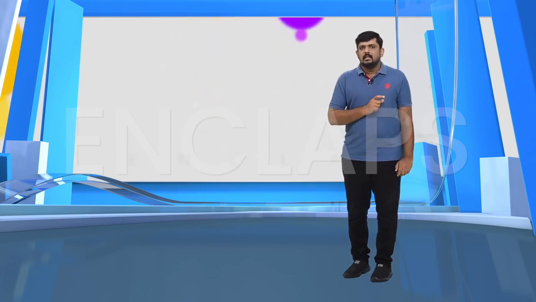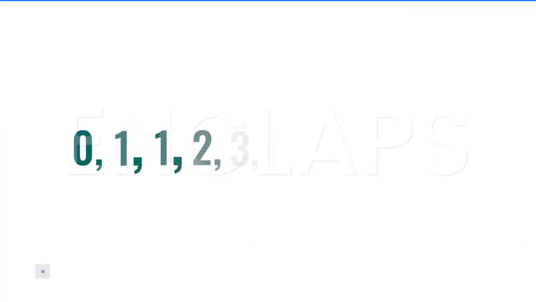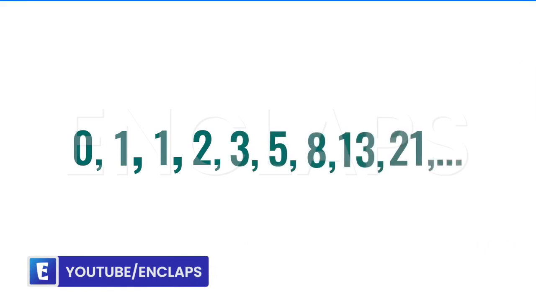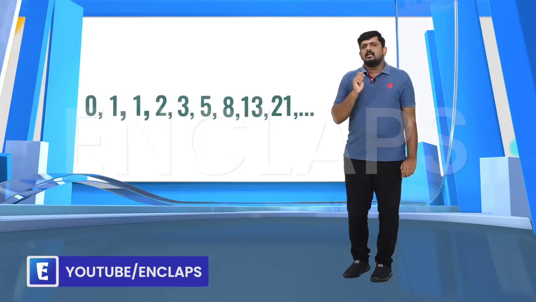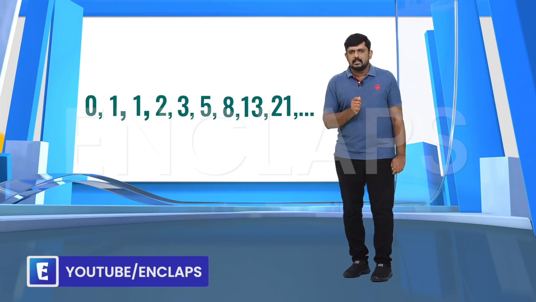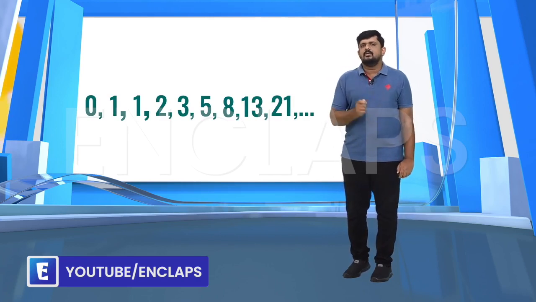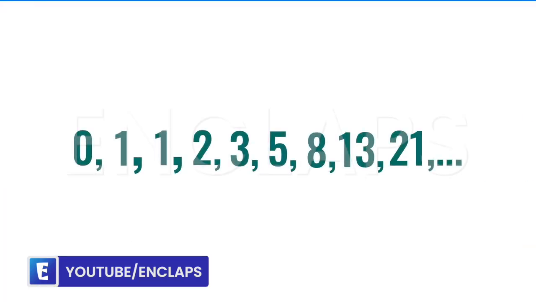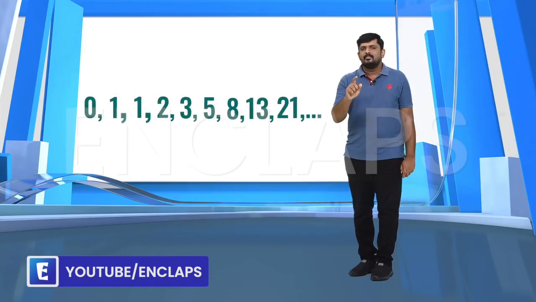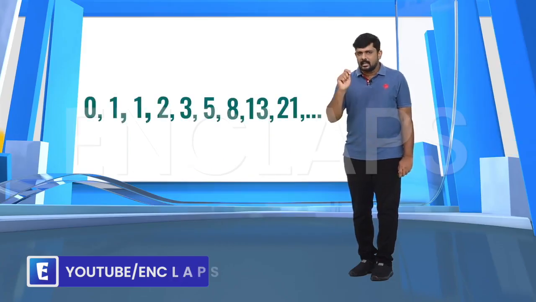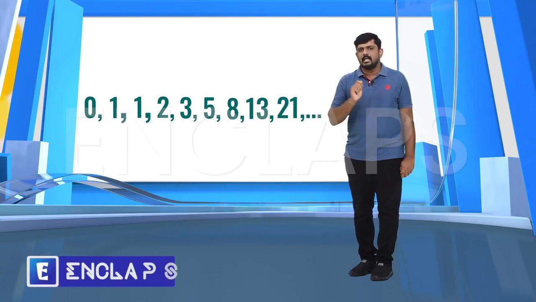Let us observe another sequence, that is 0, 1, 1, 2, 3, 5, 8, 13 and 21. What is the general rule in this sequence? Consider any two consecutive numbers in this series. The sum of those two consecutive numbers is the next number in this series. For example, adding the numbers 2 and 3 gives the number 5, where 5 is the next number after 2 and 3. Similarly, adding 5 and 8 gives 13, where 13 is the next number after 5 and 8.